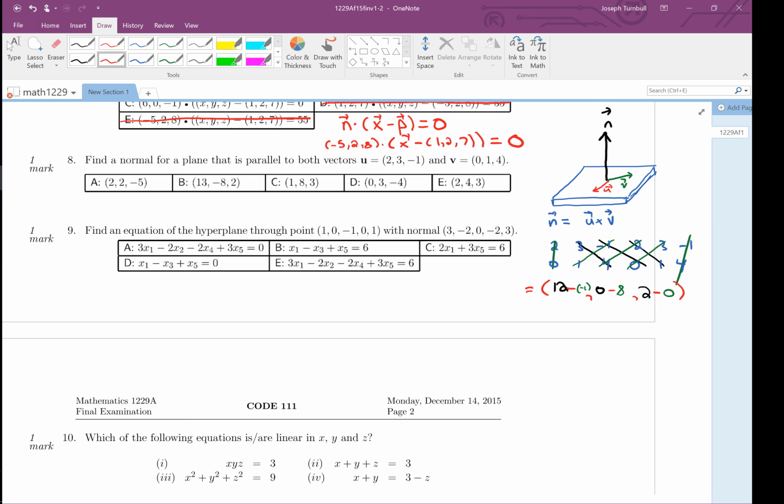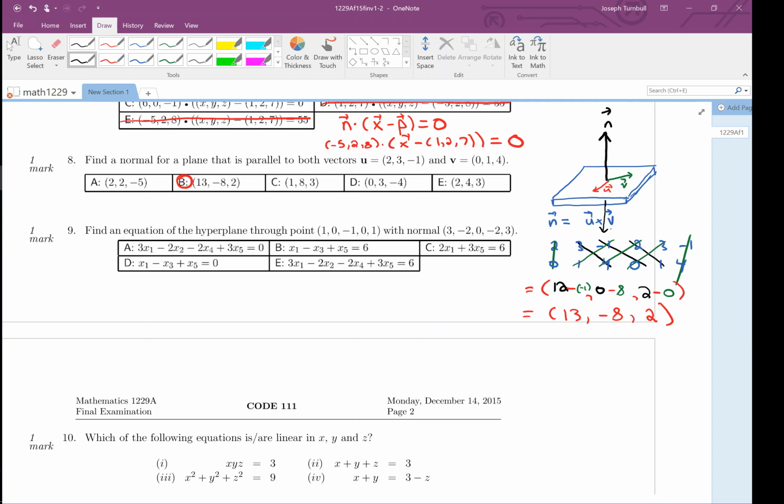Now we can clean this up. We have 12 minus minus 1, that's 13. Negative 8, 2. So that's choice B. And if you had done v cross u, you'd have negative 13, positive 8, negative 2. You'd have to recognize that it would just be the vector pointed straight down instead. Also a normal vector.